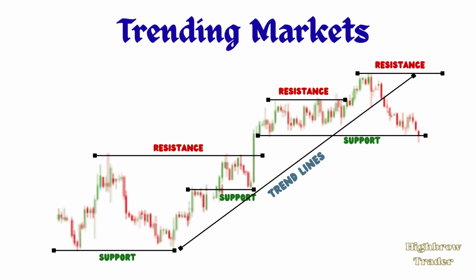In trending markets, support and resistance behave differently. Support becomes dynamic and moves upward in uptrends. Use moving averages or trend lines to guide entries. Enter on pullbacks near support, and ride the trend. Check the image to see how support and resistance plays out in trending conditions.